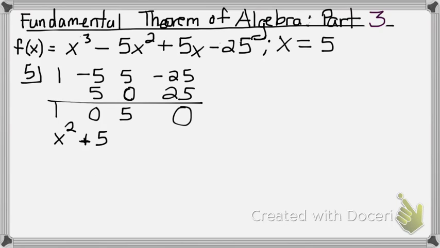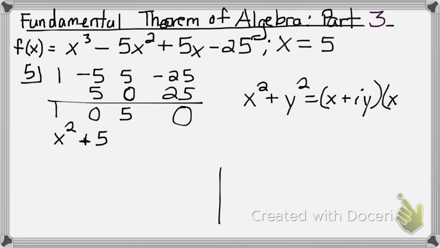So like I did in the last video, I would factor x squared plus 5 using the quadratic formula, but I just wanted to show you a different method. This right here is the sum of two squares. If you remember the identity formulas that you previously learned, whenever you have x squared plus y squared, it factors out to be x plus iy times x minus iy.